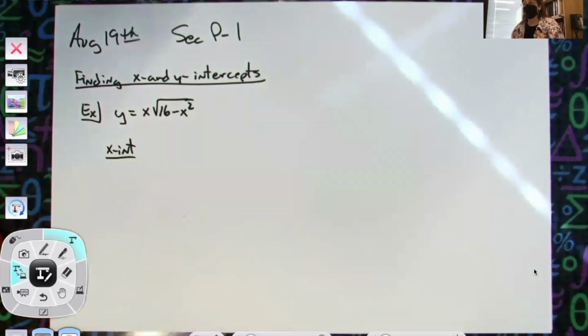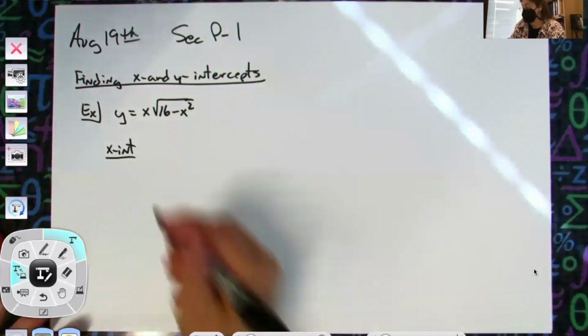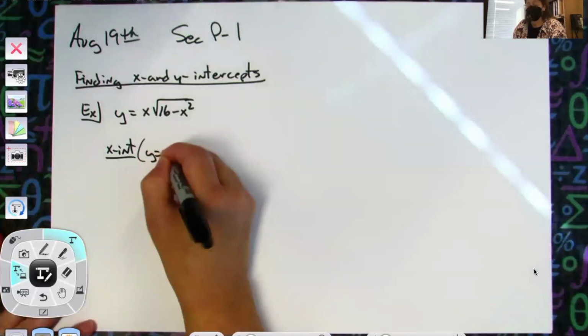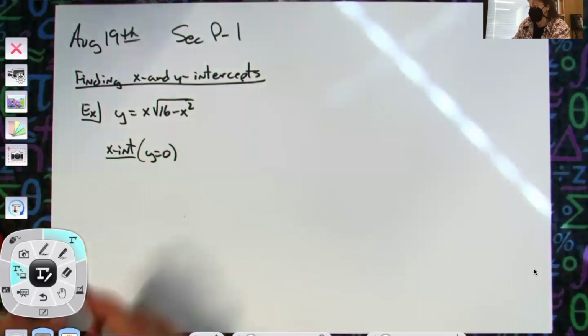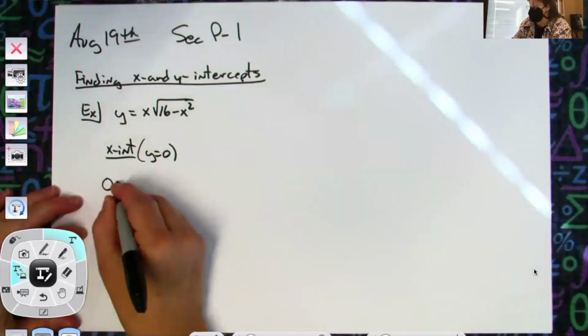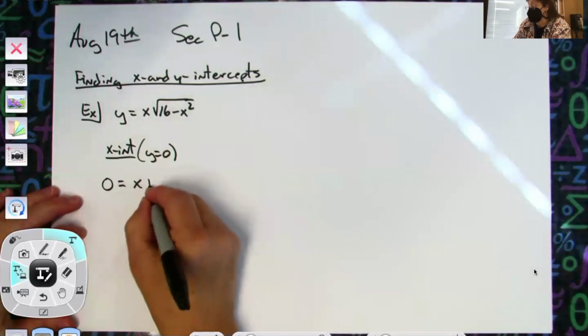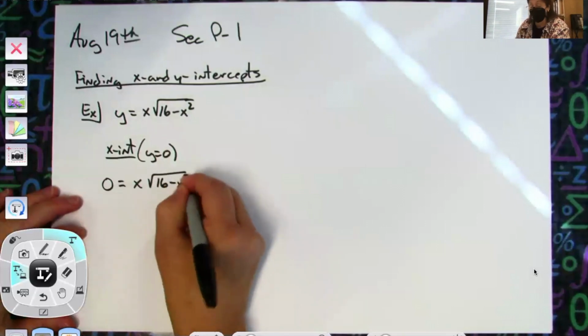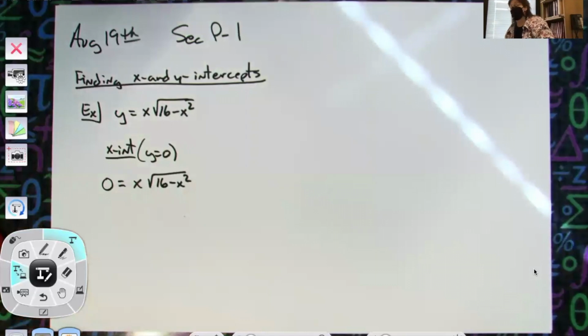What do we let equal 0 on an x intercept? Y. So y equals 0. That just helps you remember there. So I'm going to take this equation and replace y with 0. So 0 equals x times the square root of 16 minus x squared. Now I need to solve that.